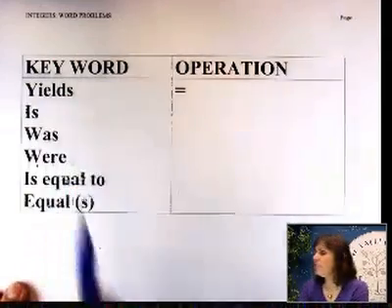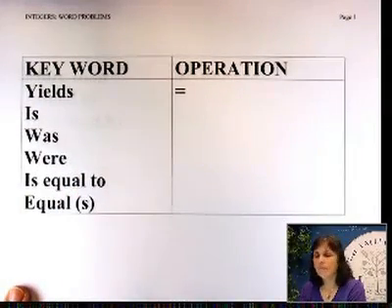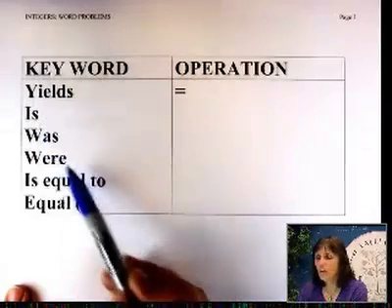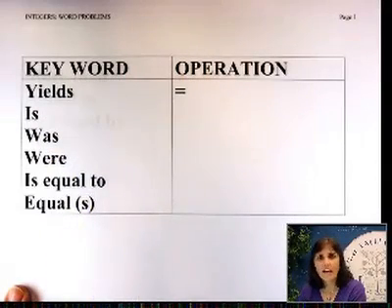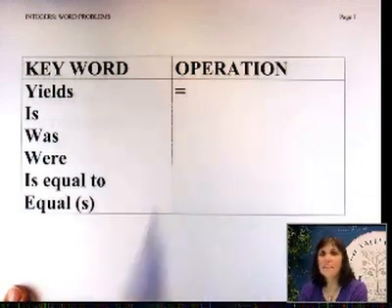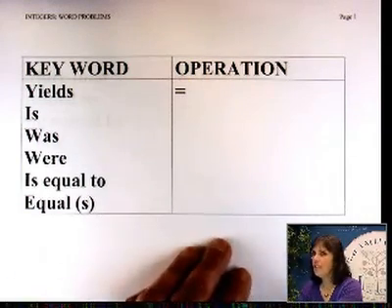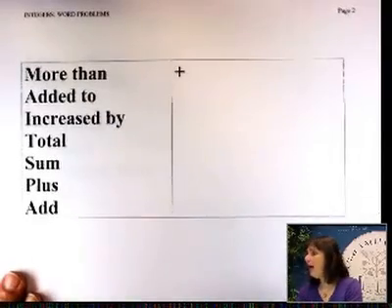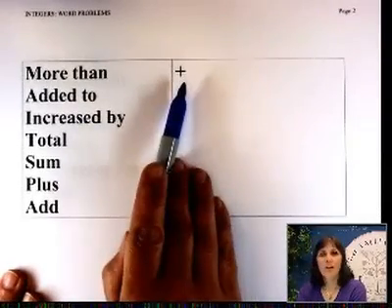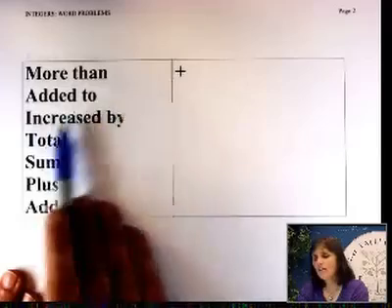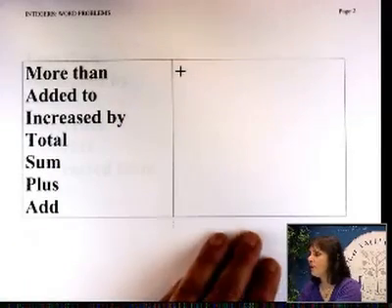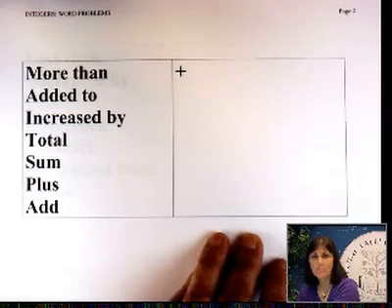There are certain keywords that you can see in a word problem that really imply something else, like yield, is, was, where, is equal to, equal. Those kind of things with the verb to be or to yield means equals. So kind of keep that in mind. To imply addition, they say things like more than, added to, increased by, total, sum, plus, or add. That's another one that you may want to memorize.